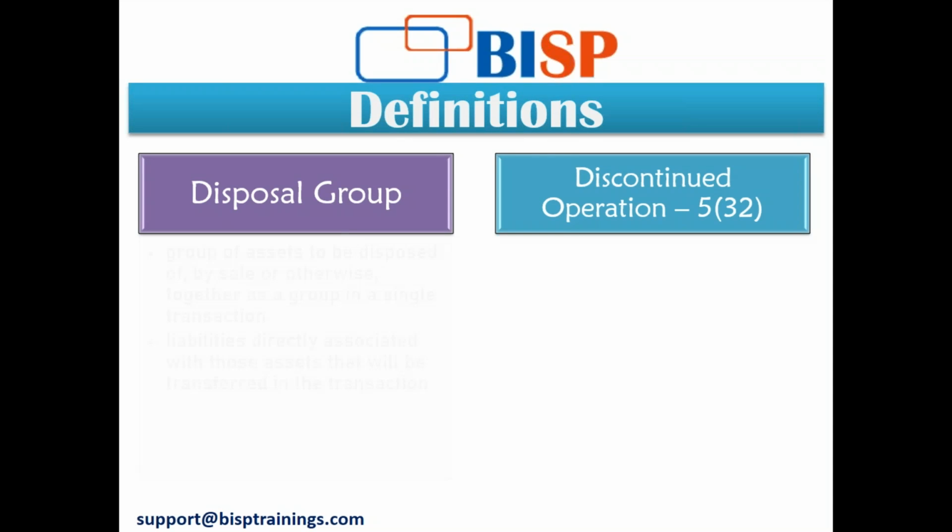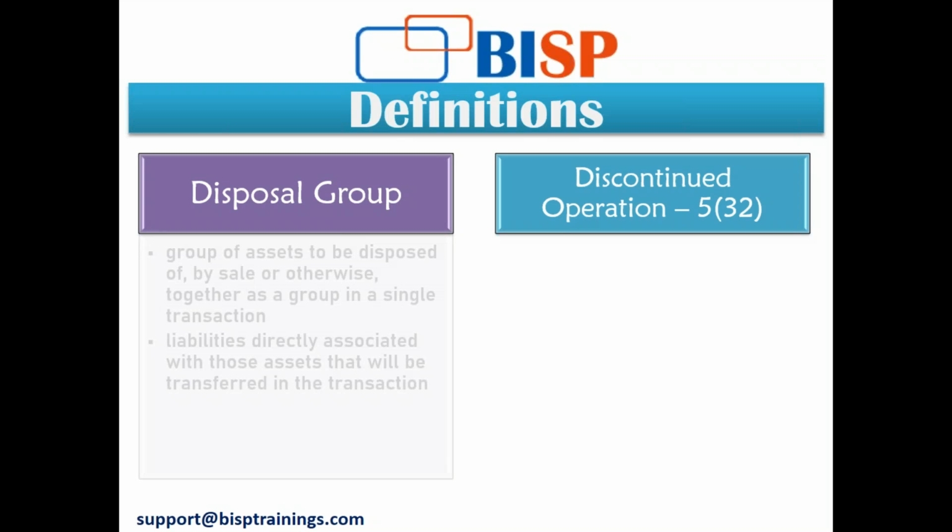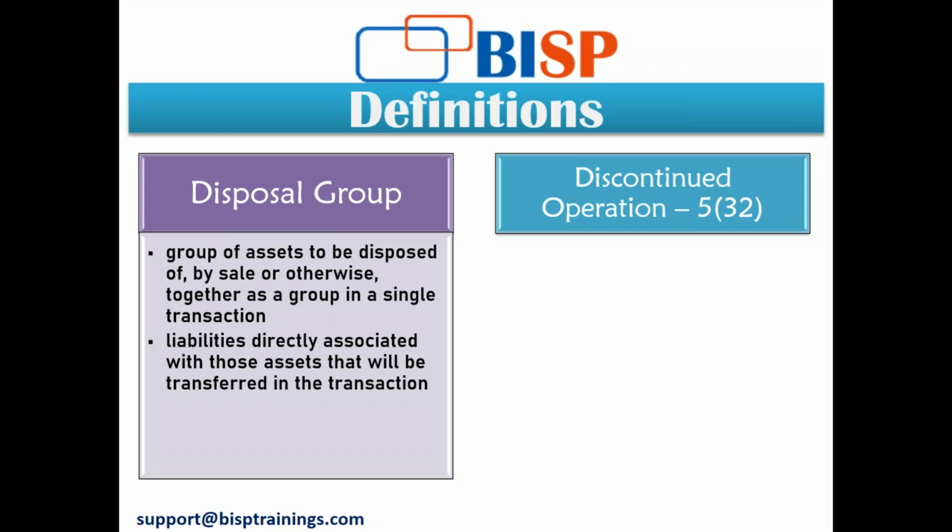Now let's talk about the disposal group. A disposal group is a group of assets to be disposed of by sale or any other means together as a group in a single transaction, and liabilities directly associated with those assets that will be transferred in the transaction. So all those assets which can be disposed of in a single transaction, in a single account entry, let's say, are known as disposal groups. That is a group of assets that are about to be disposed of.